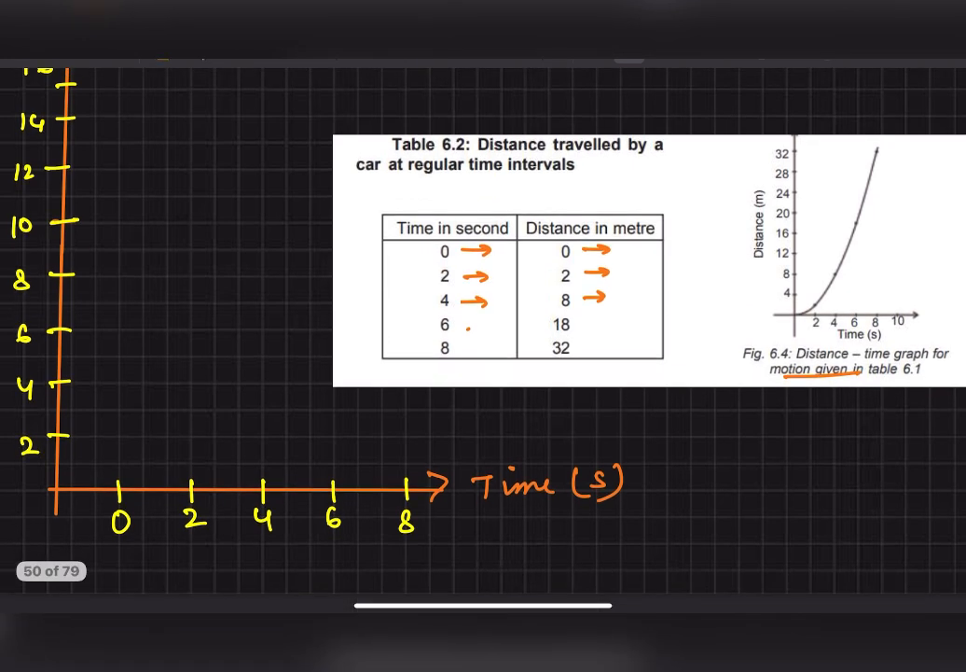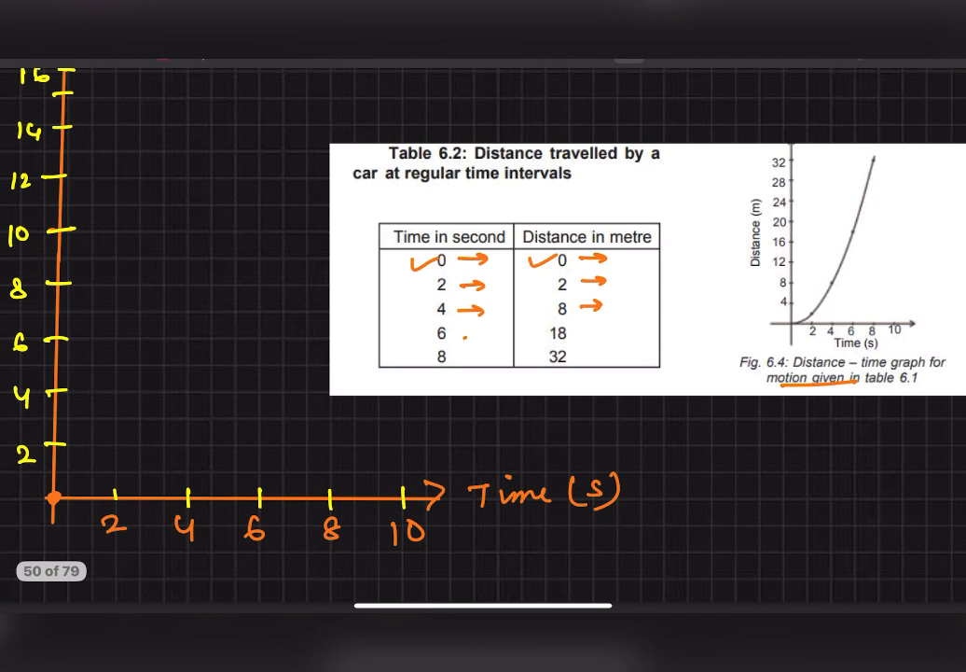So from this point, let's say 0 means 0. If it is 0, it is 0 here. It is not 2 here. Wrongly drawn. This must be 2, 4, 6, 8, 10. So when it is 0, it is 0 at this point. Now when it is 2, it is 2. So a straight line will come.